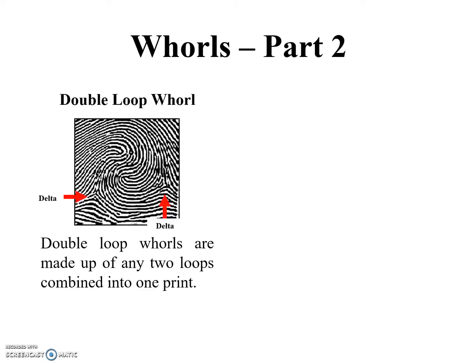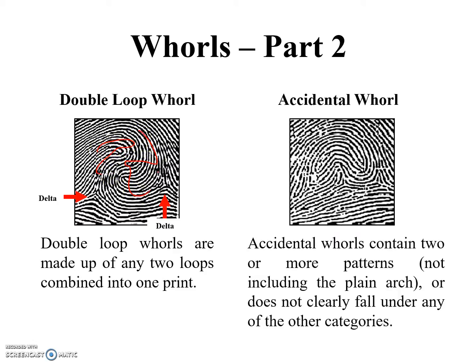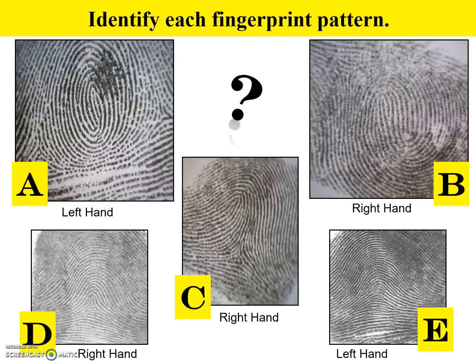Double loop whorls. Double loop whorls are represented by a whorl at the top pattern and a whorl at the bottom. Accidental whorls. Accidental whorls can contain two or more patterns. One does not clearly fall into a category. That is why we call them accidental whorls. You see, this almost looks like a plume from a bomb going off, sort of like an atom bomb.